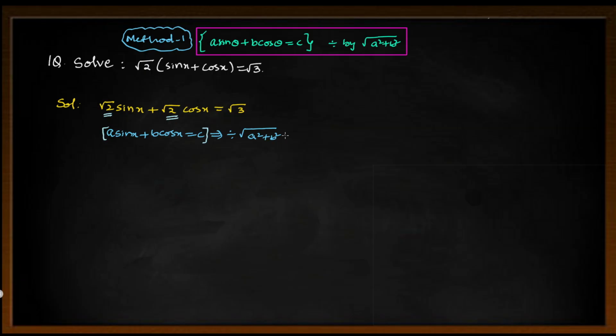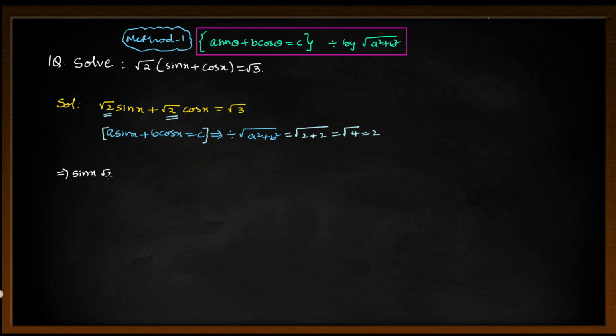If you divide the whole equation by root over a square plus b square, root 2 square is how much? 2, and root 2 square is 2. So 2 plus 2 is 4, and root 4 is 2. Now we have to divide the given whole equation by 2. Always we have to write the ratios first. So the first ratio is our sin x.